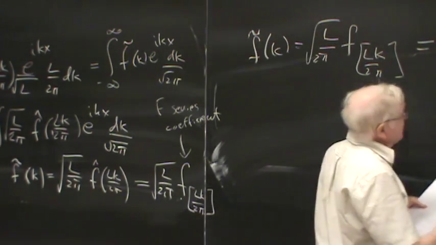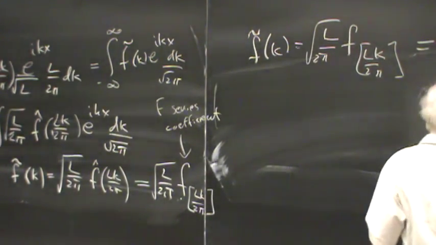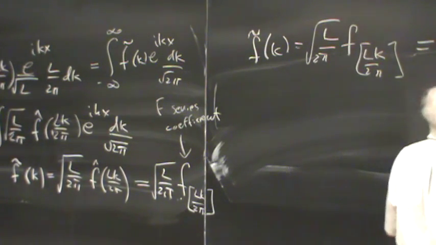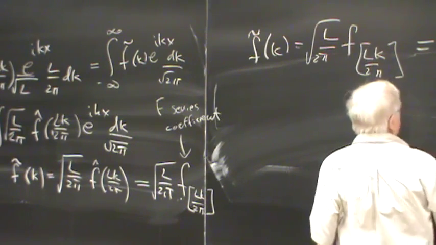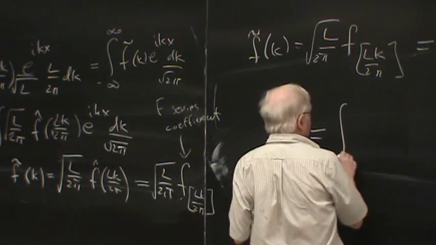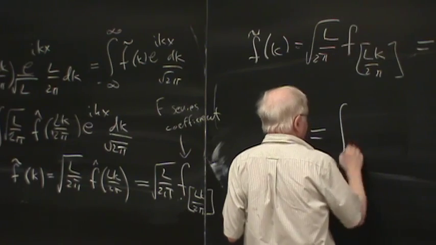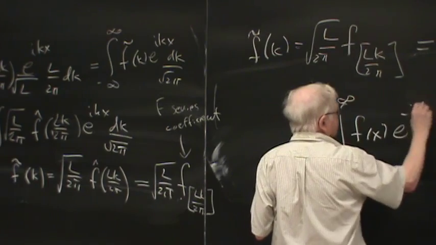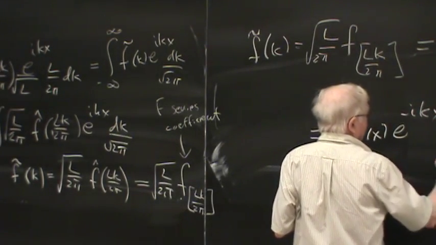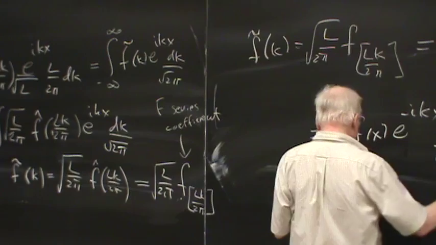But now we see we've got something quite nice, because if we once again drop the nearest integer business here, then the L's cancel, the 2 pi's cancel, the square root of L's cancel, and letting L go to infinity, what we get here is the integral from minus infinity to plus infinity of f of x, e to the minus i k x, dx over root 2 pi.